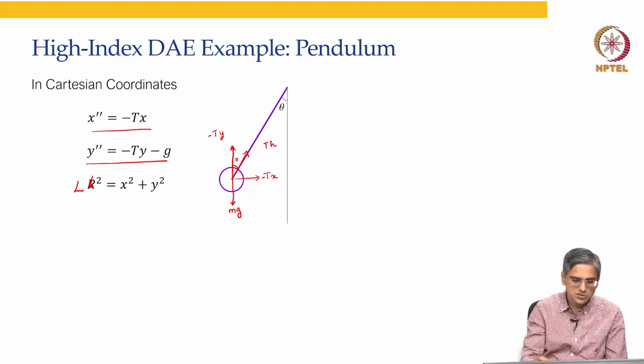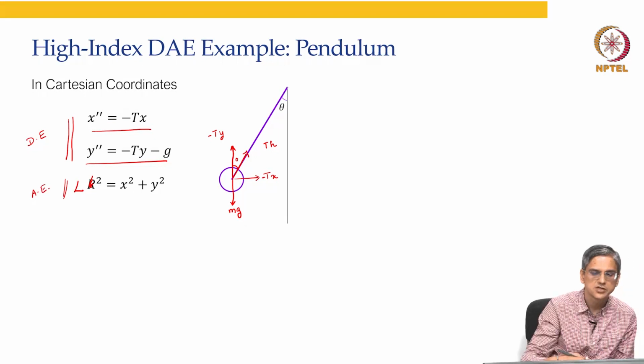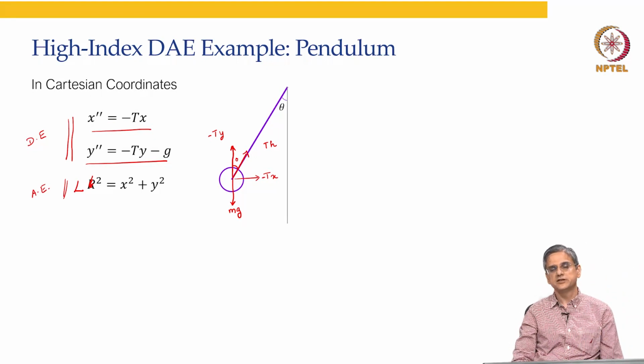So, this becomes a DAE where you have differential equations and you have algebraic equations. Interested readers might actually check that this is an example of an Index-3 DAE.